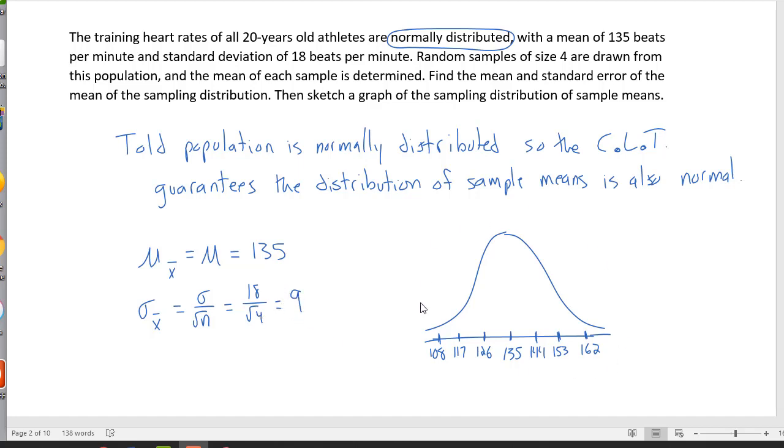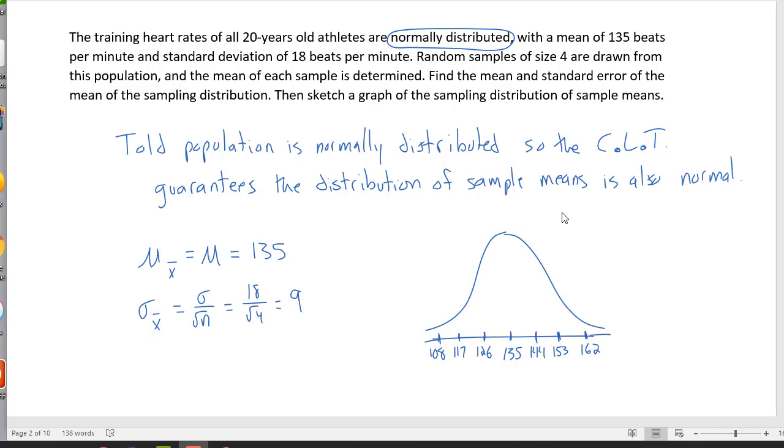So then doing a rough sketch of a normal distribution representing the distribution of sample means, I have my mean of 135 that we have here, and then my standard deviation was 9, so I add 9, add 9, add 9, and then I come back to my mean and I subtract 9, subtract another 9, subtract a third 9. So the mean is my z of 0. I have a z of 1, z of 2, z of 3, and then z of negative 1, negative 2, and negative 3.